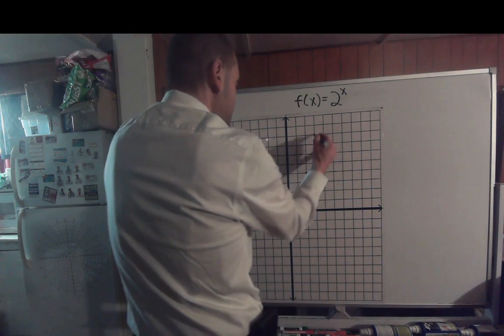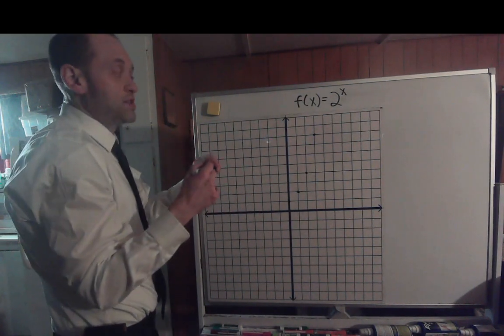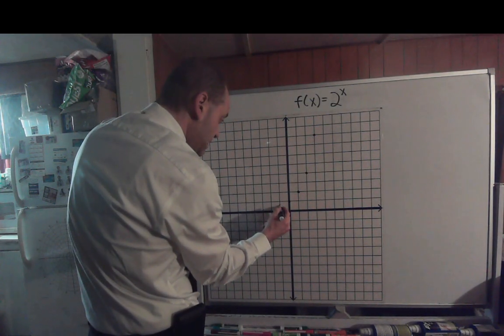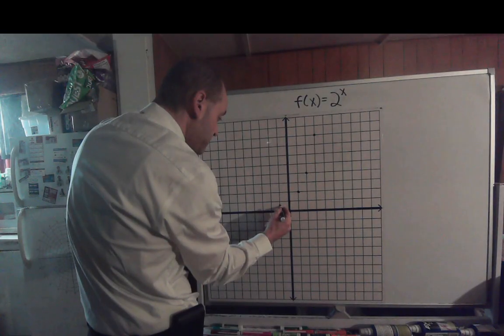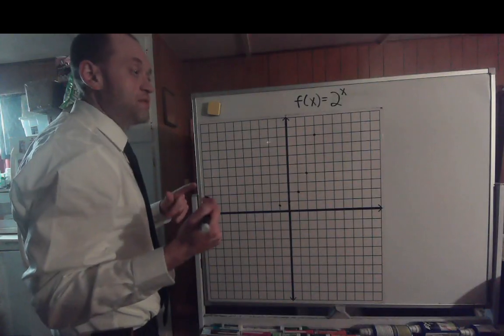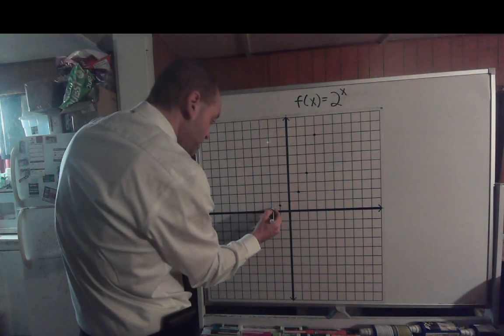So you get the idea. Now, what if I made x negative 1? So that would be 2 to the negative first, which would give you 1/2. That'd give you a y value of 1/2. And then if I make negative 2 for my value of x, that would give me 2 to the negative second, which would be 1/4.